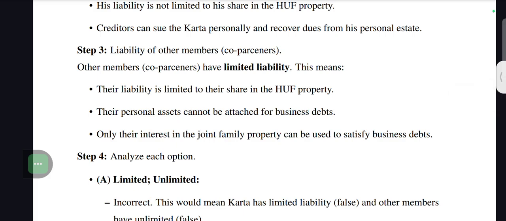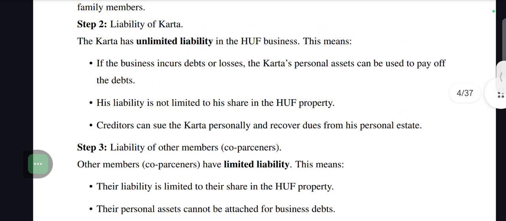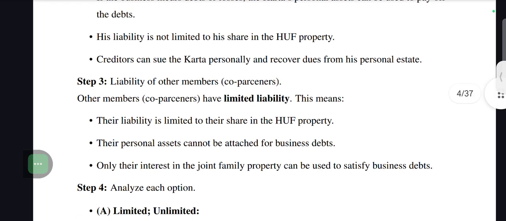Step 3, liability of other members. Other members have limited liability. That means their liability is limited to their share in the Hindu undivided family property. Whatever share they have, it is limited to that. While the karta has all the rights over the property, he does not have any share, but the other members have limited liability.